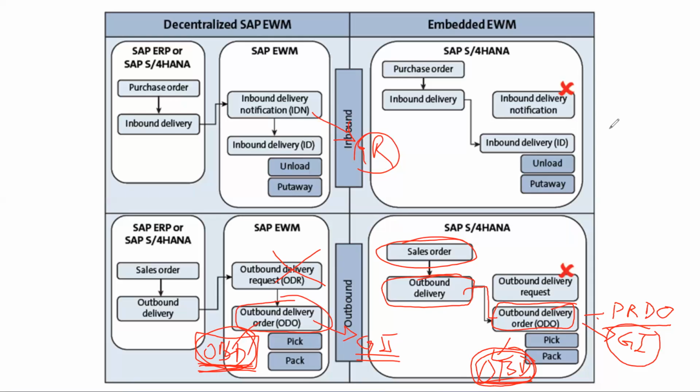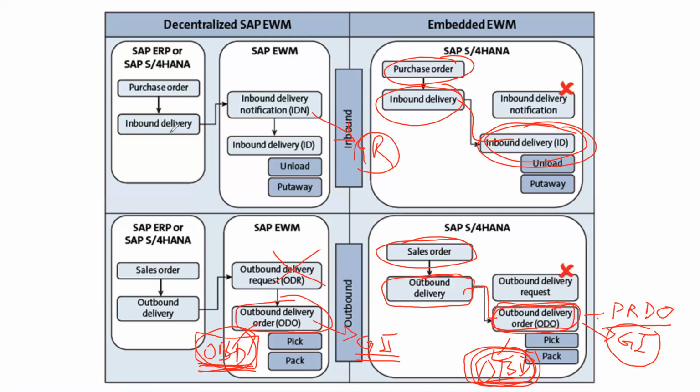See, on the inbound delivery side, once we create the purchase order, the inbound delivery is going to generate, and only one document will be available there. But here, one is the outbound delivery order, second is the outbound delivery. Two documents will generate. So why two documents? Here we will be having two documents, and why that is, we're going to discuss now.